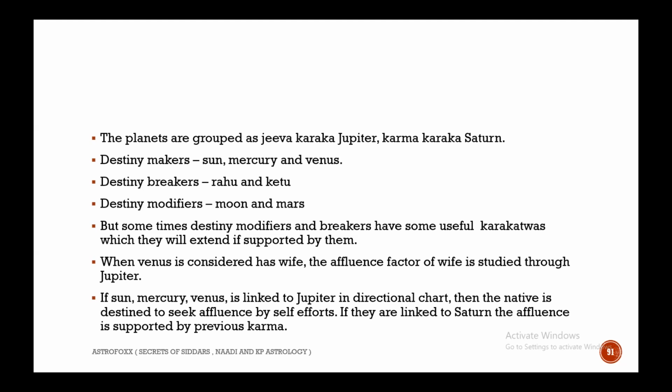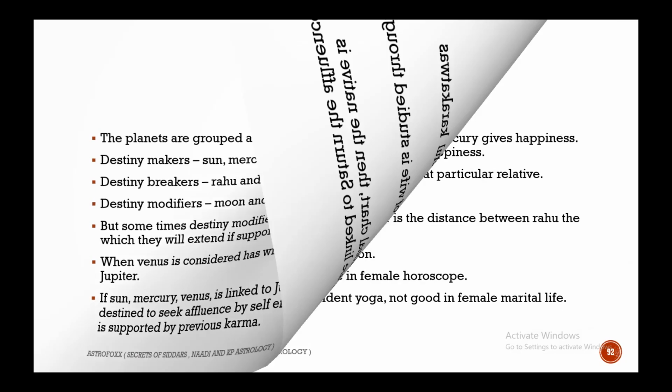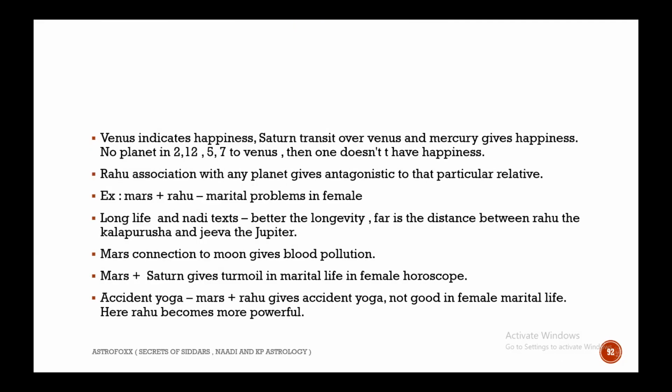If Sun, Mercury, Venus are linked to Jupiter in the directional chart, the native gets that after putting in the required effort. But if it is connected to both Jupiter and Saturn, then he will get it easily because it is promised by previous karma. Venus indicates happiness. Saturn's transit over Venus and Mercury gives happiness. No planet in the 2nd, 12th, 5th, 7th to Venus means one doesn't have happiness. Why? Because Venus is the karaka for comfort and happiness.